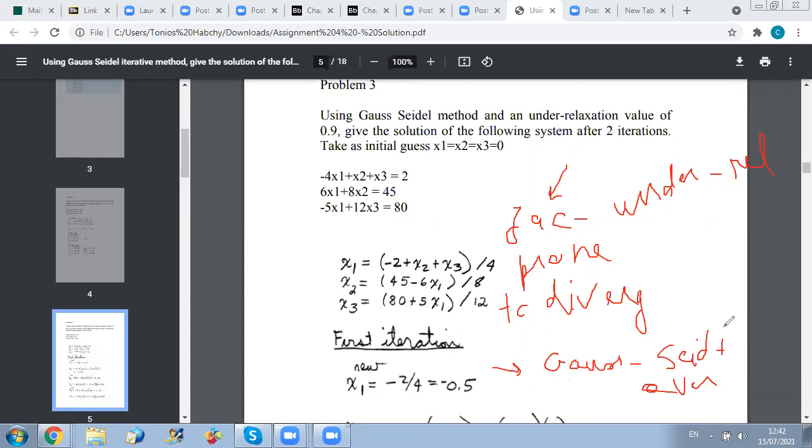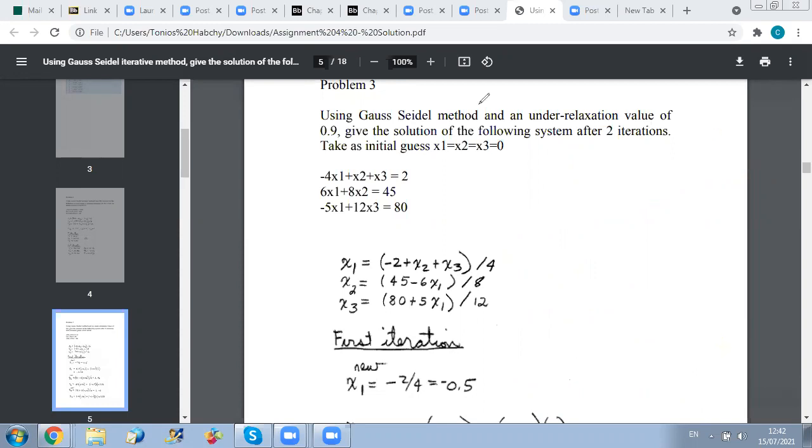Okay. Yes, doctor. Any other question before we proceed? Doctor, if the system is not guaranteed to converge we use Jacobi, and if it is guaranteed to converge we use Gauss-Seidel, right? Okay.